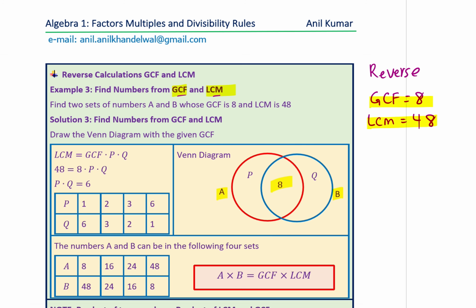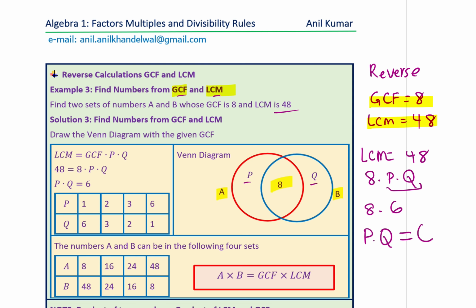Now LCM will be equal to 8 times the other numbers, let them be P and Q. We don't know what these numbers are. We need to find them. But what we know is that LCM is given to us as 48. So 8 times something should be 48. So that is what we're looking for. We know 8 times 6 is 48. That means the product of P and Q is equal to 6. So when you multiply P and Q, you should get 6. That means the two numbers P and Q could be 1 and 6, or 2 and 3. That is how you're going to do it.